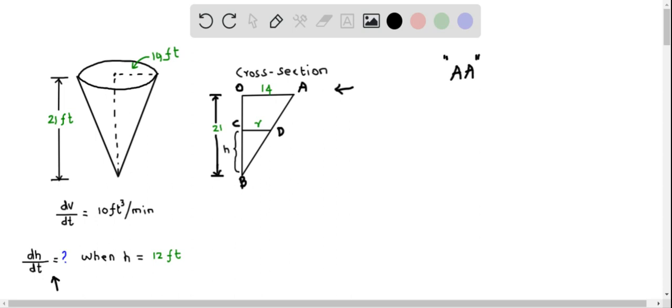As we can see here, these two triangles are similar according to the AA similarity, that is angle similarity. As you can see, this angle and this angle are right angles, and also this vertex angle is common for both triangles. So, based on the angle similarity, we see that these two triangles are similar, and this means the corresponding sides are proportional. So I can write down OA divided by CD equals OB divided by CB.